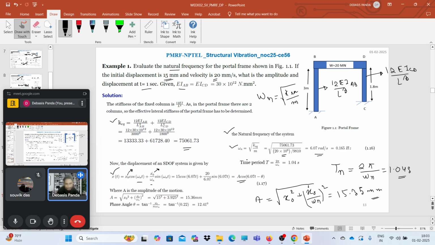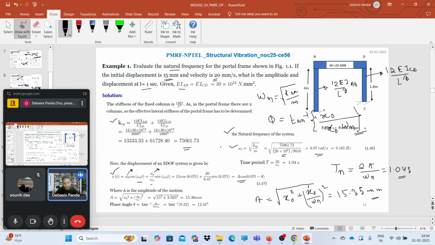What will be the phase? Phi is tan inverse of B by A, so tan inverse of x dot naught divided by omega n, over x naught. Okay, so now we have all the information.